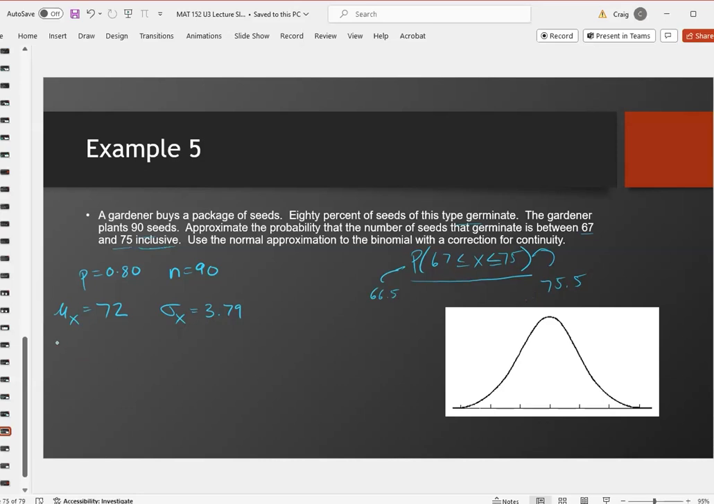Okay, so for our z values, the first is 66.5 minus 72 divided by 3.79. Number two is 75.5 minus 72 divided by 3.79. The first one is negative 1.45. The second one is 0.92.